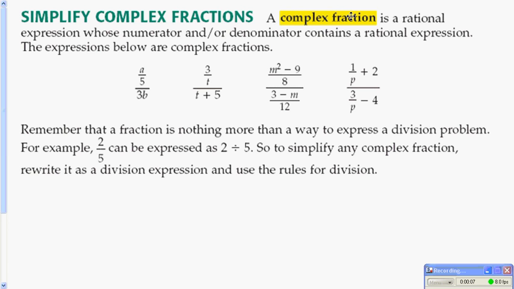Now, a complex fraction is when we have a fraction with a fraction within it. So if you have a fraction, you have a numerator and a denominator. If one of those two is a fraction, then it becomes a complex fraction. So here's an example where the numerator is a fraction but not the denominator. Here's another scenario. The numerator is a fraction but not the denominator. Here's one where both are. And the same with the last one.